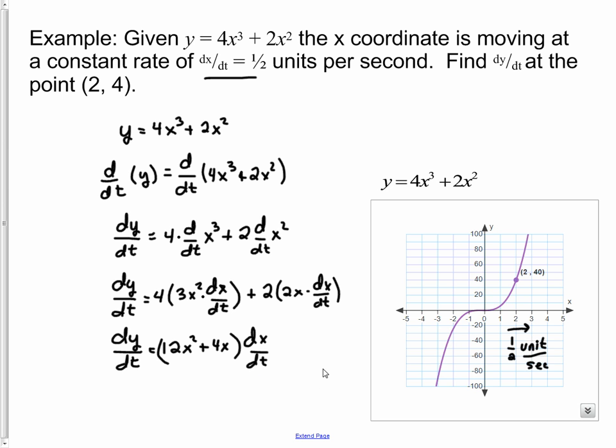times the derivative of x with respect to time. All right, so if we're interested in the exact rate at which y changes with respect to time, and we know what dx/dt is, right? We're given that dx/dt is 1/2 of a unit per second. So what do we do? Well, we can make our substitution. We can say that the derivative of y, the rate of change of y with respect to time, is going to be equal to, let's make our substitution, 12 times 2 squared plus 4 times 2, times dx/dt, and we know that's equal to 1/2.